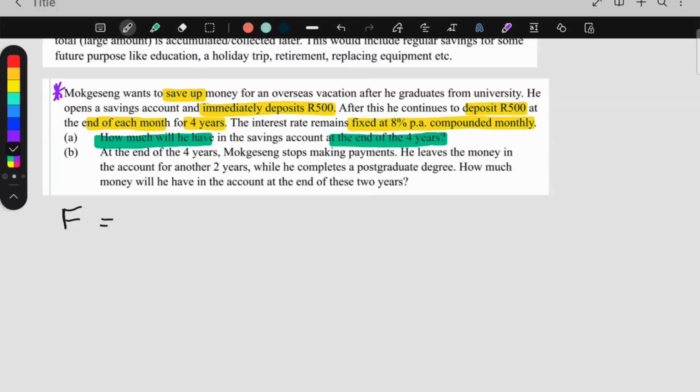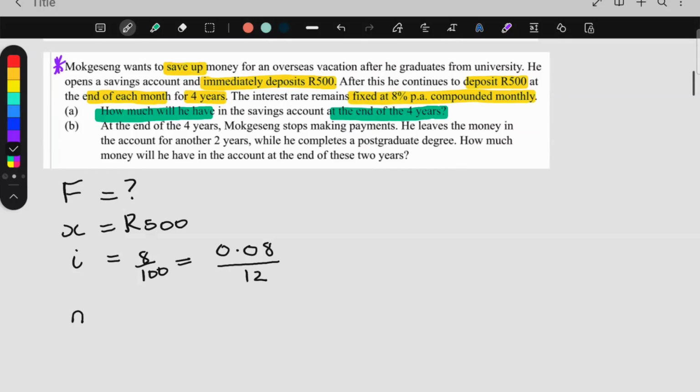So let's write down F. We don't know what F is. The final F is the final amount after the 4 years, and that is the question. X is the monthly payments that he's making, so X is 500 Rand. I is the interest rate, so the interest rate is 8%. 8% is 8 over 100, and that can be written as 0,08. And it's compounded monthly. So that's my interest. And N is the number of payments.